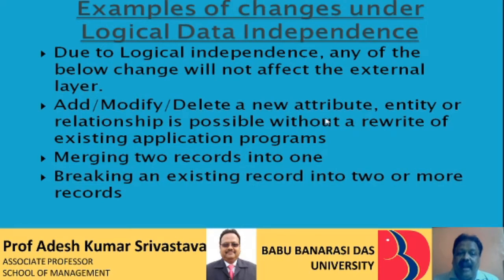Suppose we add, modify, delete an attribute, an entity, or a relationship without a rewrite of existing application programs. It is possible, and it should not affect the view level. If it is so, we can say logical data independence is there. And suppose we merge two records into one, or break an existing record into two or more, it should not affect the external level. If it is so, we can say the logical data independence is present in our database.